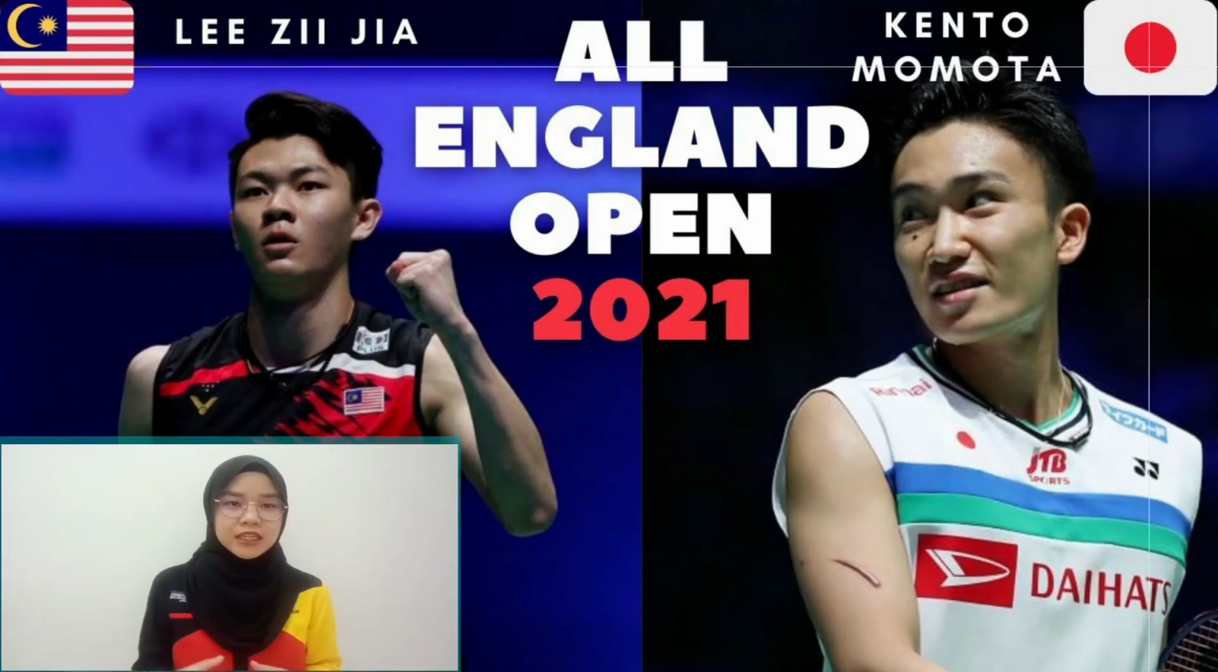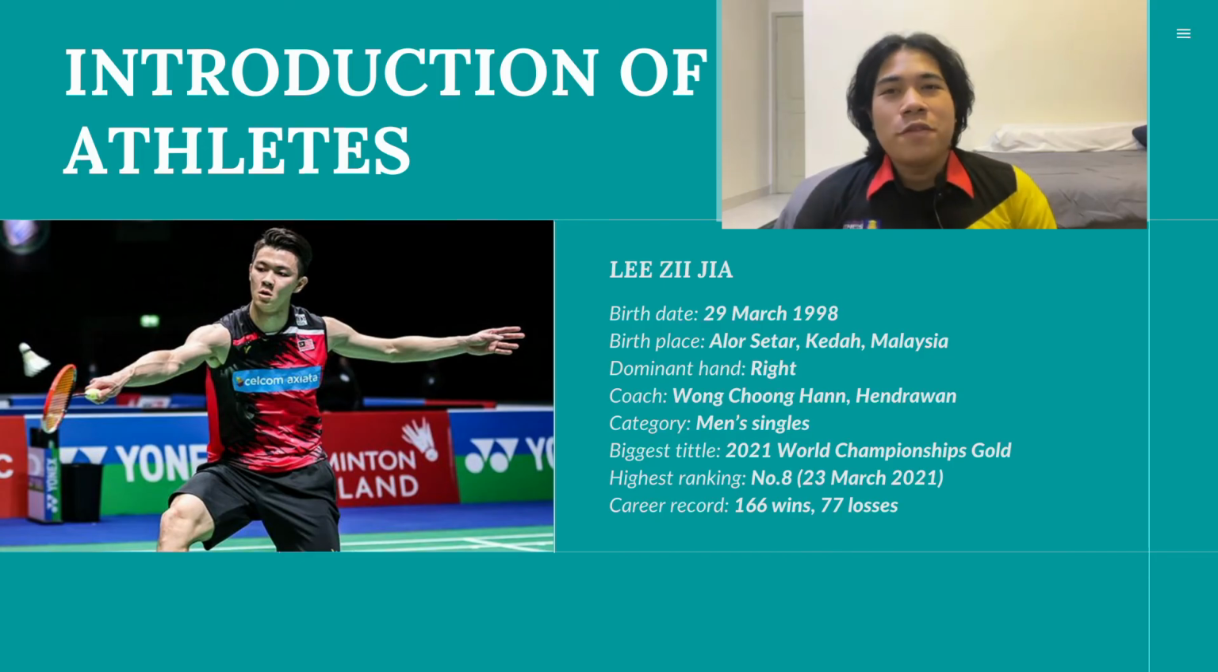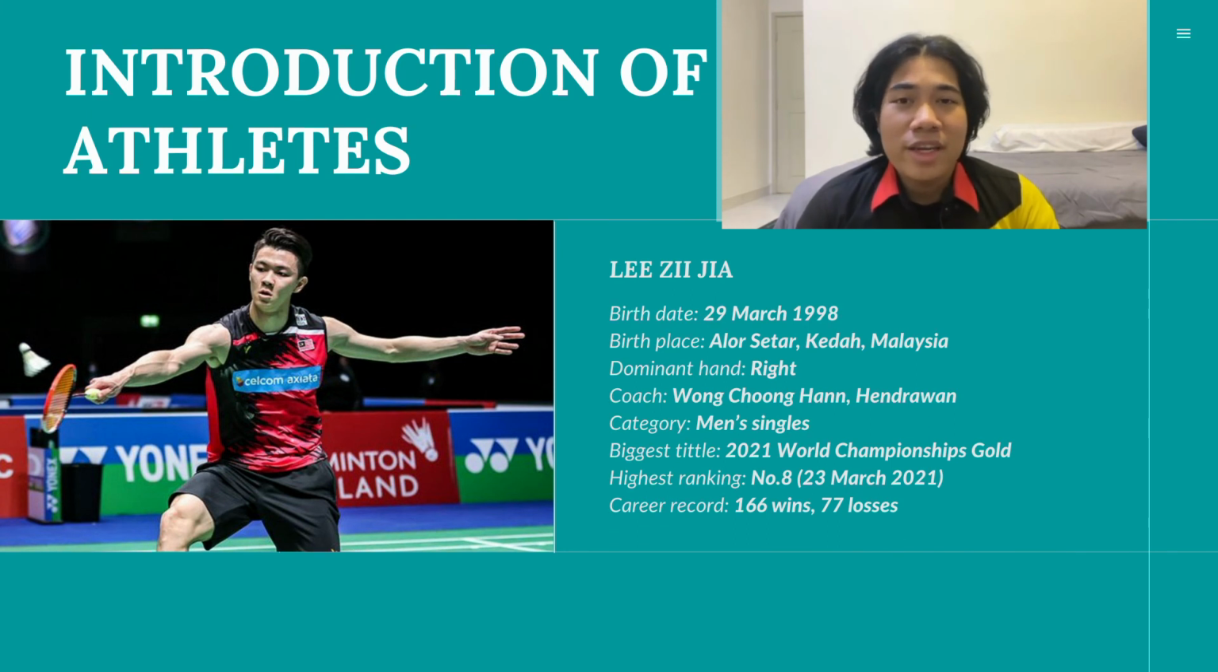The match that will be used in this analysis to analyze the performance indicators is All England Open 2021, a quarter-final match between Lee Zii Jia and Kento Momota. Introduction of athletes. First, we will go for Lee Zii Jia. As you know, his name is Lee Zii Jia. Birth date is 29 March 1993 from Alor Setar, Kedah, Malaysia. And his dominant hand is right hand.